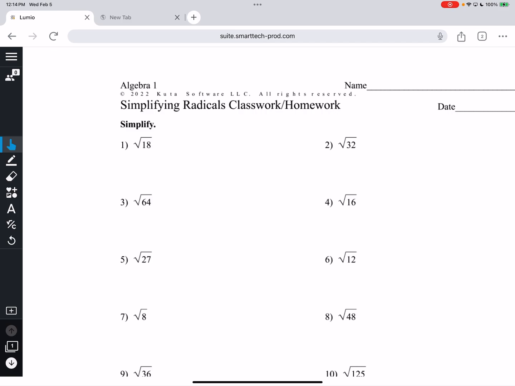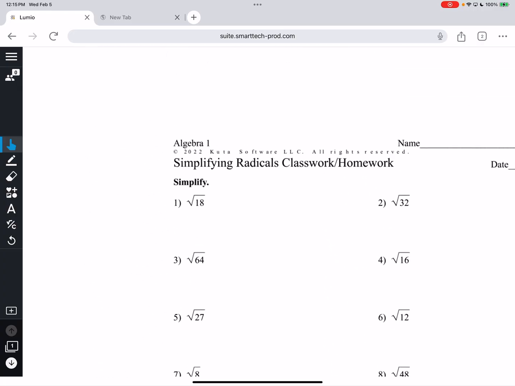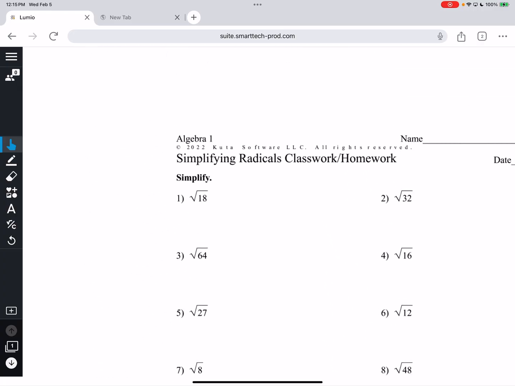So that is what today's lesson is about. Okay? It says simplifying radicals. What do we call that sign that's sitting with the 18 underneath it for number one? It's a radical. Who can tell me the purpose of a radical? What does it mean? What are we looking for? It's not division. The square root.